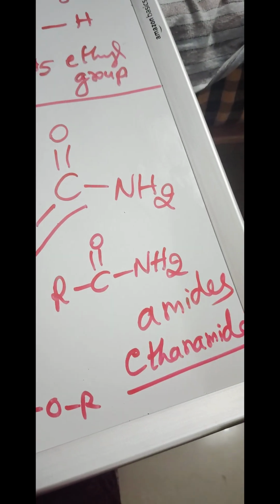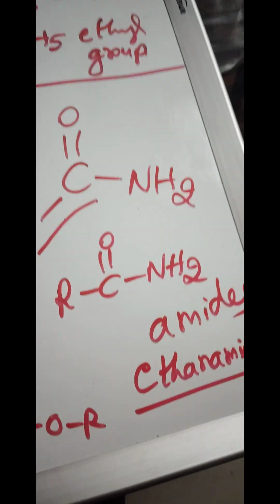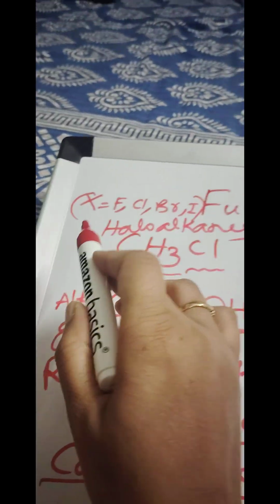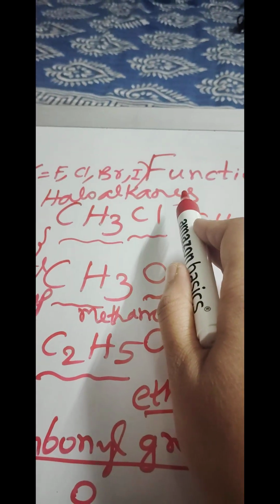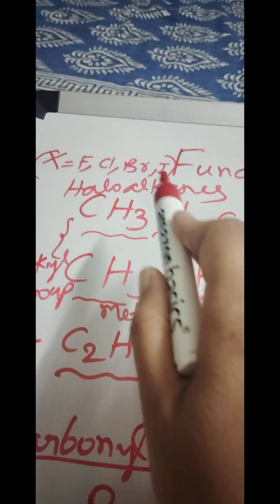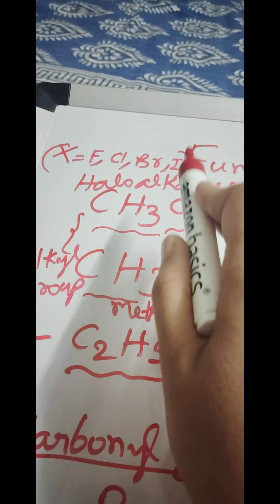Okay. Let us have a quick recap. We are learning about functional groups today, right? First I discussed haloalkanes. In haloalkanes, there will be an alkyl group attached to a halogen. Halogens can be anything like fluorine, chlorine, bromine, iodine.